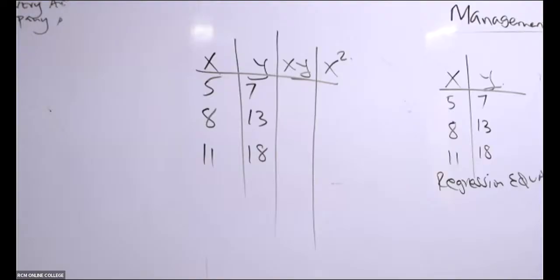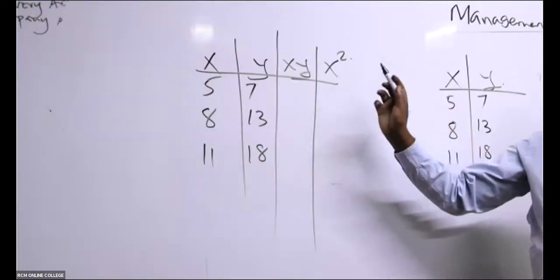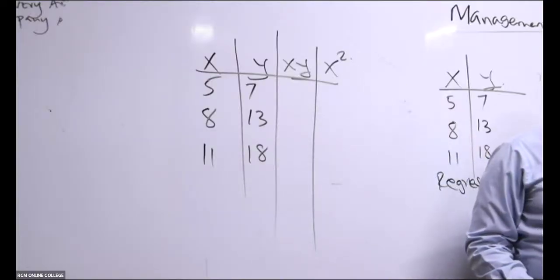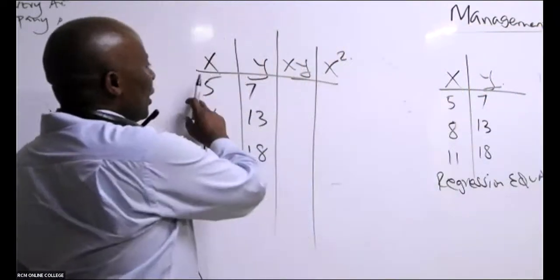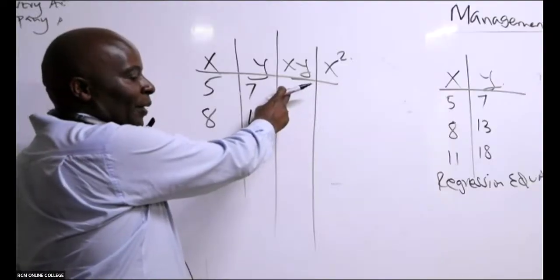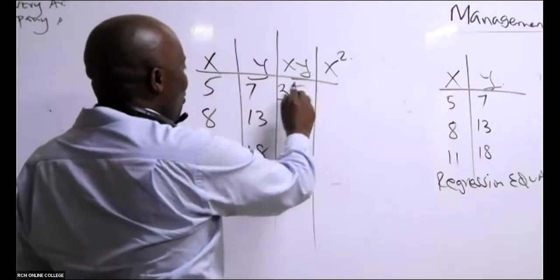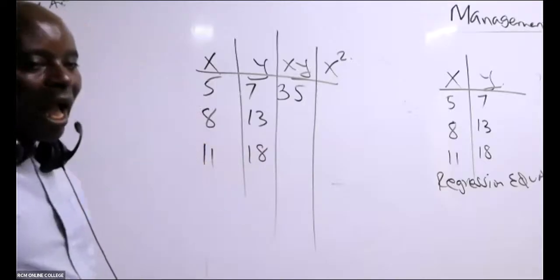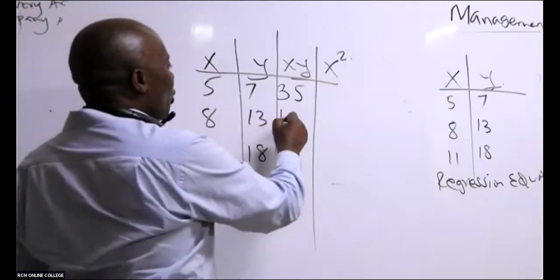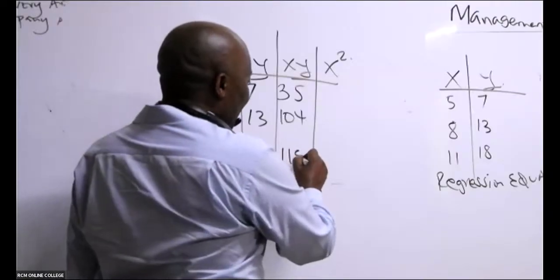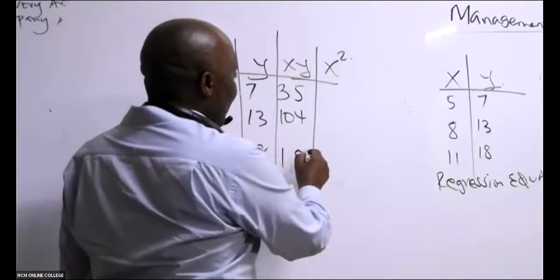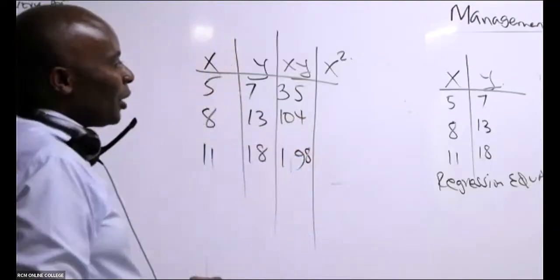So you create columns. Life is very good. XY means we multiply, isn't it? XY means we are multiplying. So 5 times 7 gives me how much? 35. Thank you. How about 8 times 13? 104. Thank you very much. 11 times 18? 198. Thank you so much.